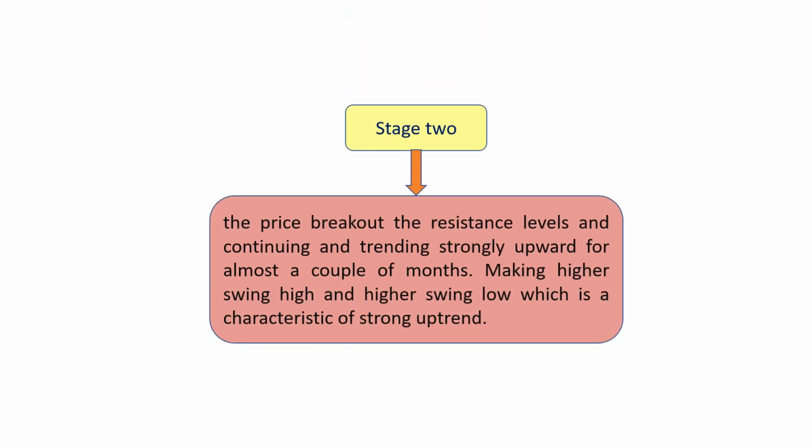Stage 2, the price breaks out the resistance levels and continues trending strongly upward for almost a couple of months, making higher swing high and higher swing low, which is the characteristic of a strong uptrend.